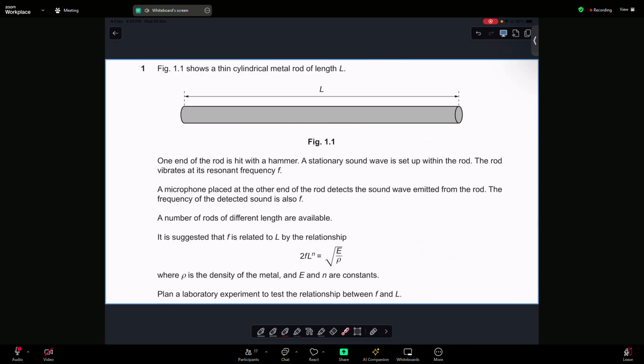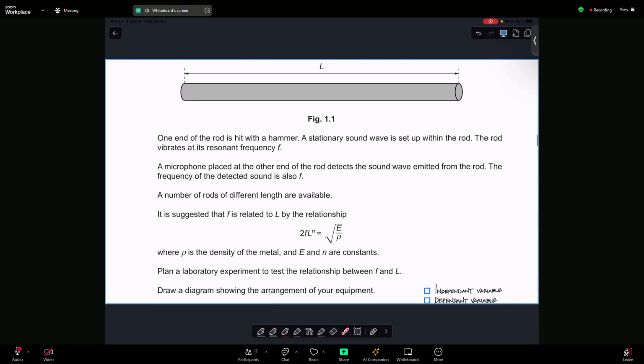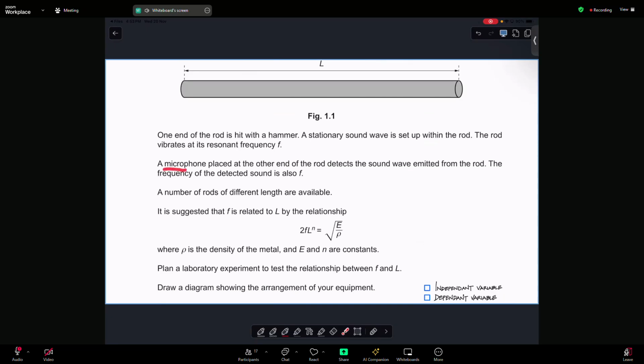Yeah, the forced frequency and natural frequency are equal. That's resonant frequency. A microphone is placed at one end of the rod, detects the sound waves emitted from the other. The frequency of the detected sound is also F. So whatever sound you generate here, that frequency is what you detect.